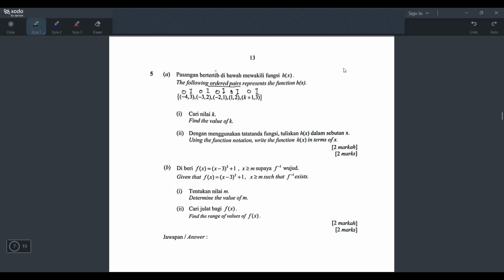So now I will draw the graph out. Let's draw it nicely. Let's use the line here. I will draw it like this, and I will draw like this.